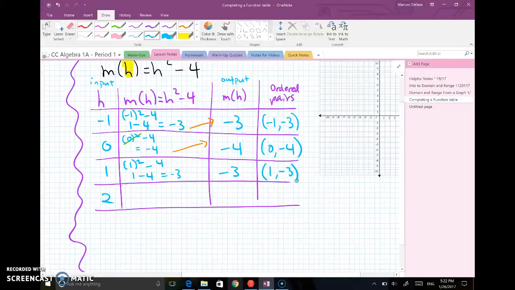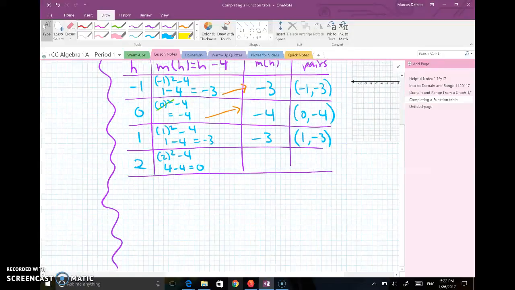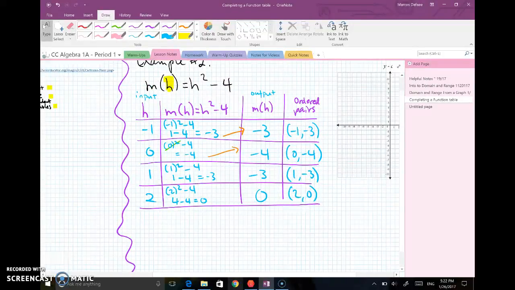And finally, my last row would be 2 squared minus 4. 2 times 2 is 4. Again, be careful here. It's not this 2 times that 2. It's this 2 times itself, which makes a 4. Minus 4 equals nothing, 0. That goes here. And my ordered pair is 2, 0. All right, so we have our table all filled out.